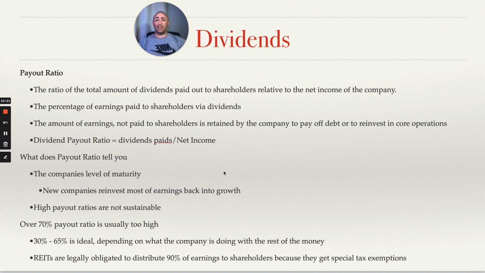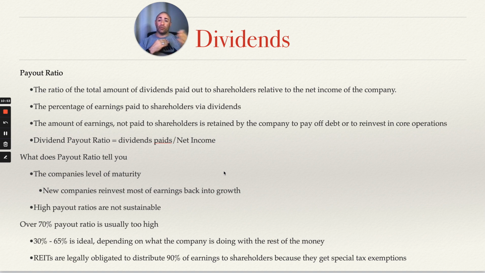Now, one thing is REITs, real estate investment trusts. They usually have a very high dividend payout ratio of 90% or higher, sometimes 100%, 110%, and so forth. And the reason for that is because they're legally obligated to have a minimum of 90% payout ratio, because they also get some special tax exemptions, right?